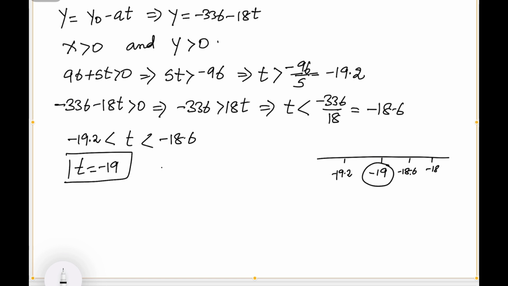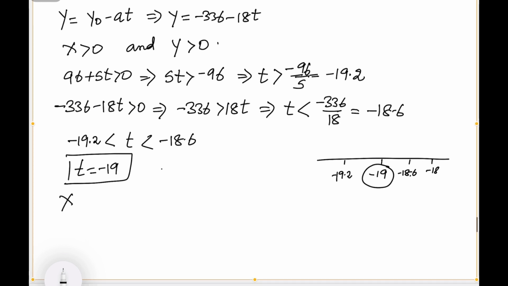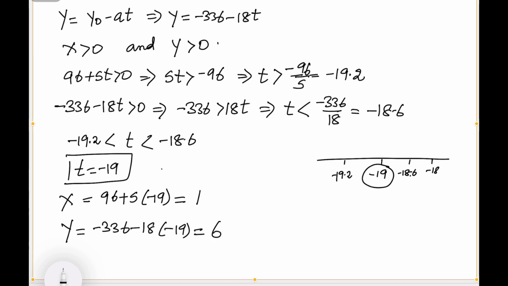So then putting the t in x and y, x is 96 plus 5 times minus 19. After evaluating, it is 1. y is minus 336 minus 18 times minus 19 equals 6. So here the answer is x is equal to 1 and y is equal to 6.